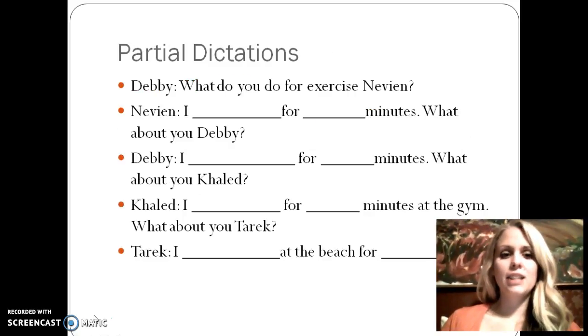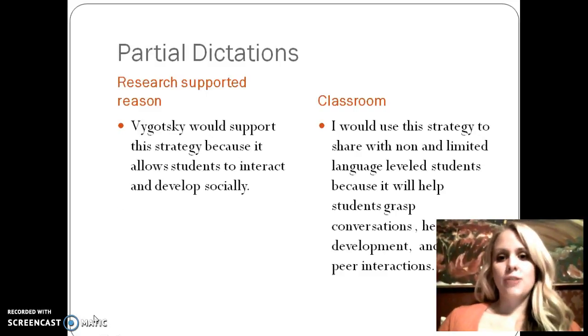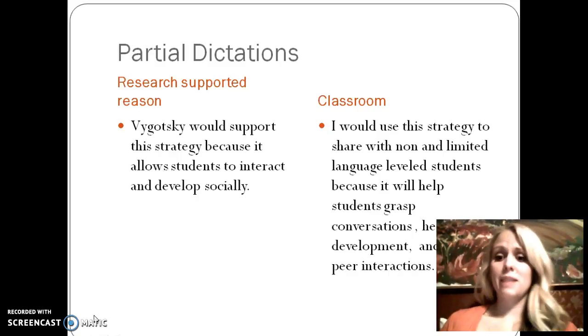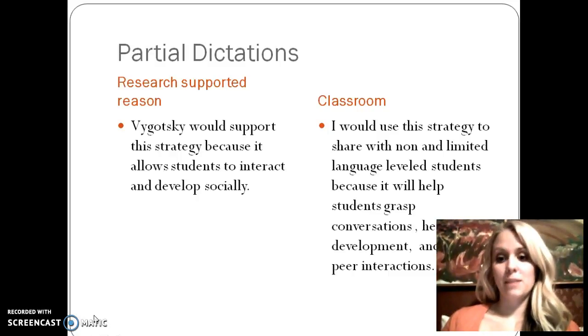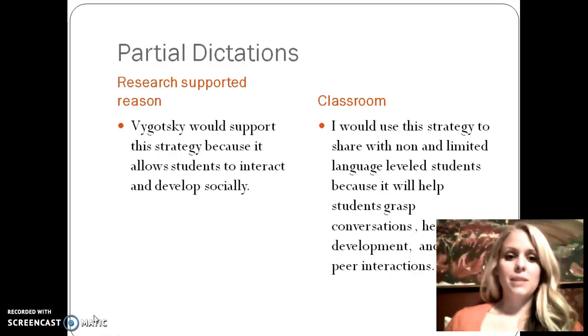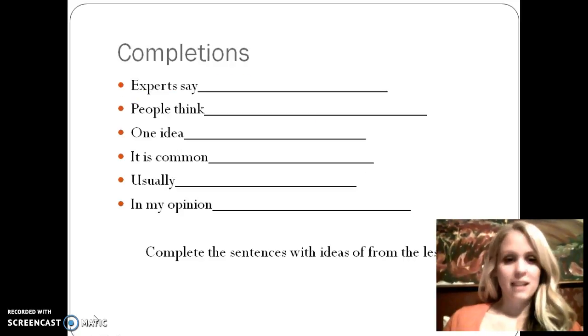The next strategy that I chose was partial dictations. I would use it with non and limited language level students because it will help students grasp conversations, help social development, and increase peer interactions. This will help motivate students because they're just filling in 1 or 2 words instead of having to come up and develop their whole sentence. Vygotsky would support this strategy because it allows students to interact and develop socially.